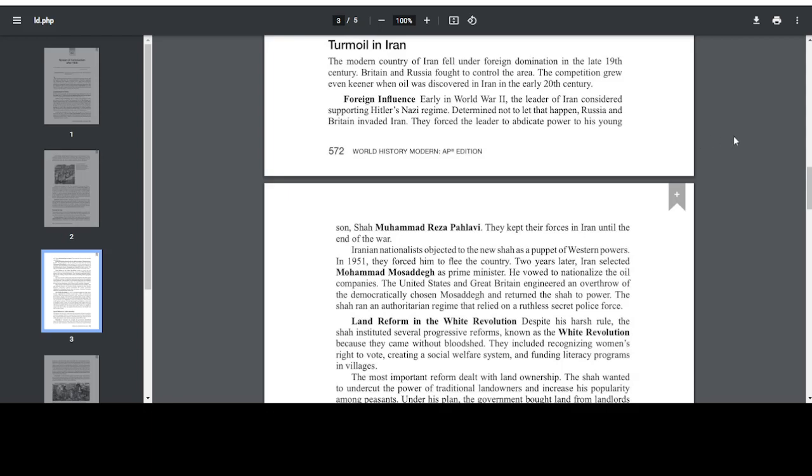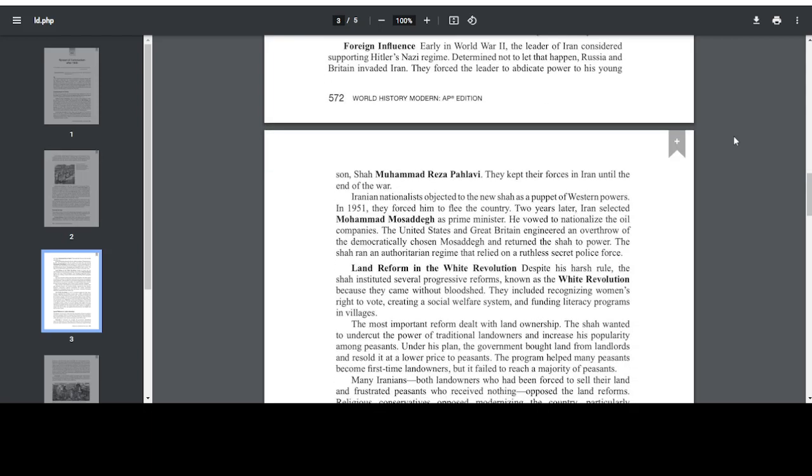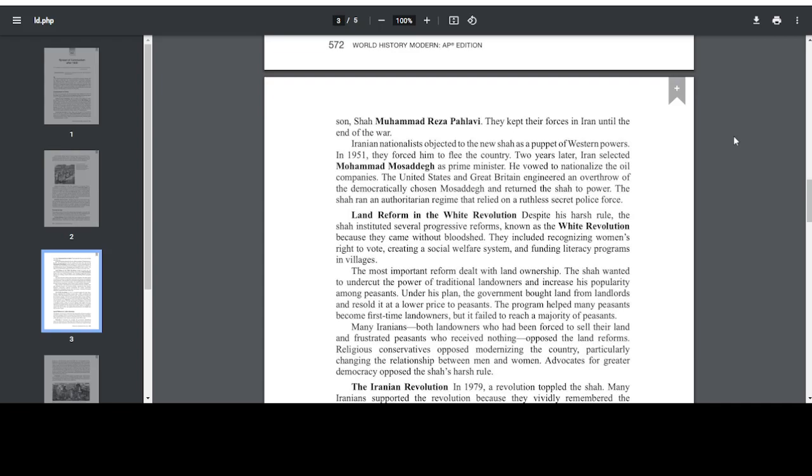They forced the leader to abdicate power to his young son, Shah Mohammad Reza Pahlavi. They kept their forces in Iran until the end of the war. Iranian nationalists objected to the new Shah as a puppet of Western powers. In 1951, they forced him to flee the country.